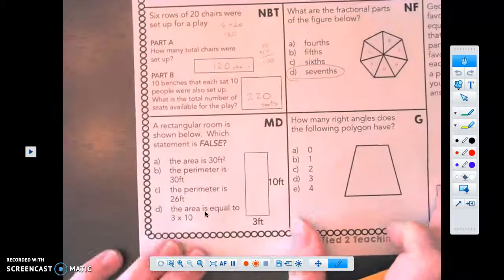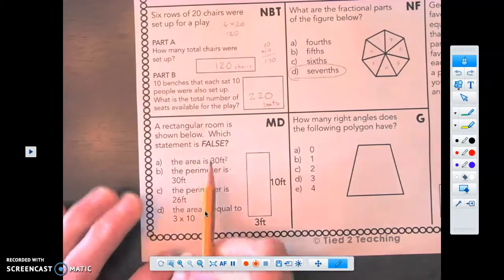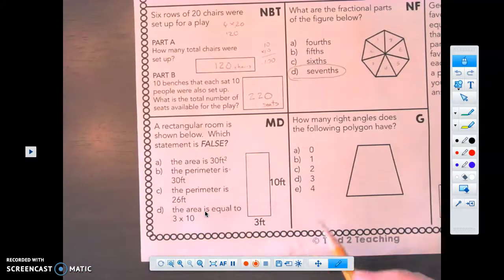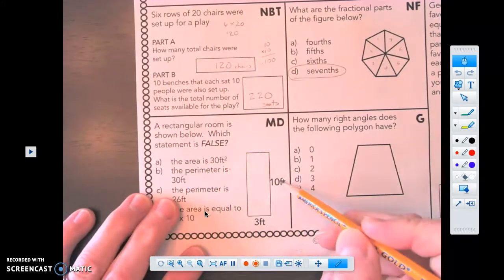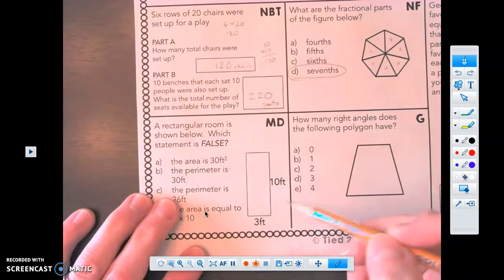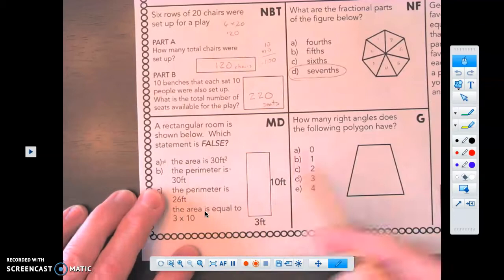All right, let's come on down here. A rectangular room is shown below. Which statement is false? So which one is not correct? So the area is 30 feet squared. Well, 3 feet by 10 feet. 10 times 3 is 30. This is correct.